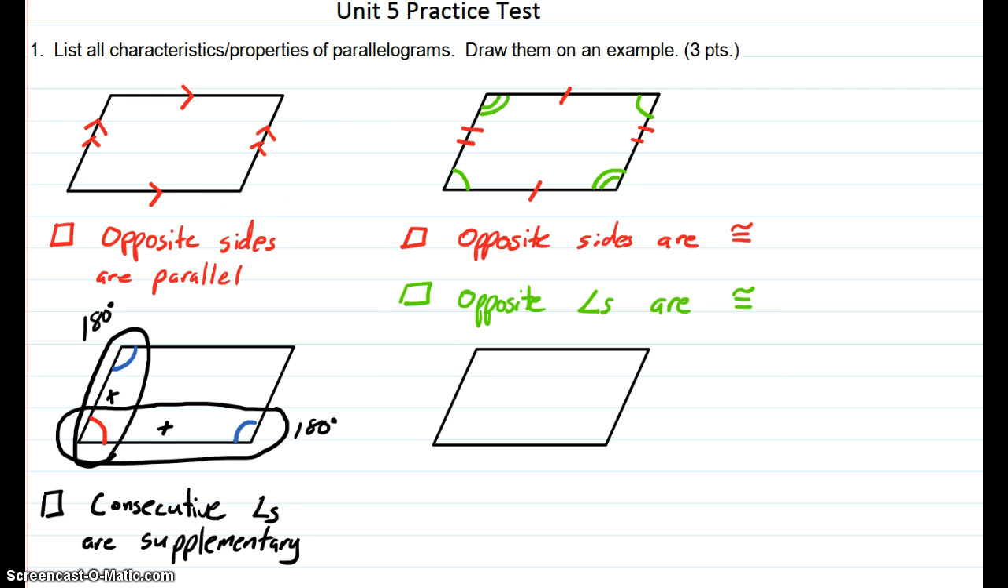And the last one we're going to look at is the diagonals. So the diagonals of a parallelogram bisect each other.